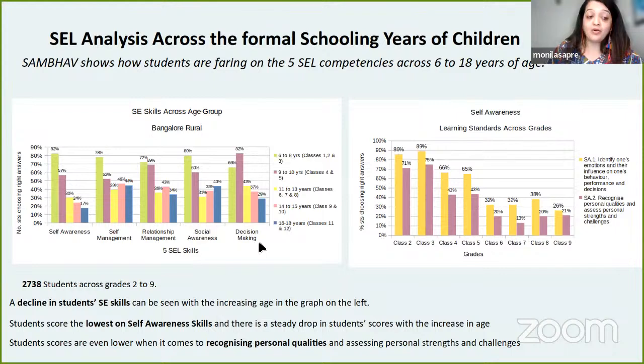It is data of 2,738 students across grades 2nd to 9th. What you can observe is that there is a decline in children's social and emotional skills with the increase in age. You can also see that they're scoring the lowest on self-awareness skills. When you go to the second graph, which is that of self-awareness, you can see that they score even lower on recognizing personal qualities and assessing personal strengths.